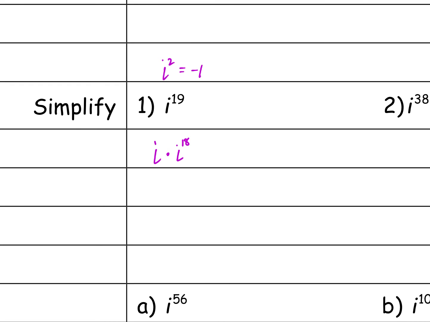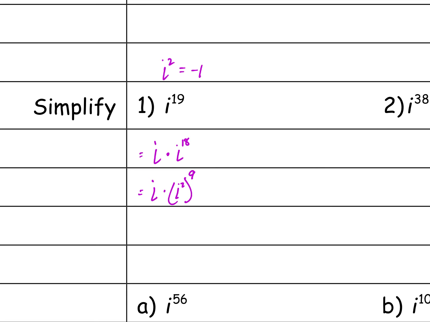So I factored out one I. Are we okay? So now I'm going to rewrite this again as I times I squared. How many groups of two i's do I have in 18? Listen to my question. How many groups of two i's do I have in a group of 18? Nine, right? So this is I squared to the 9th power, because I have 9 groups of 2 in 18. Are you okay with that?